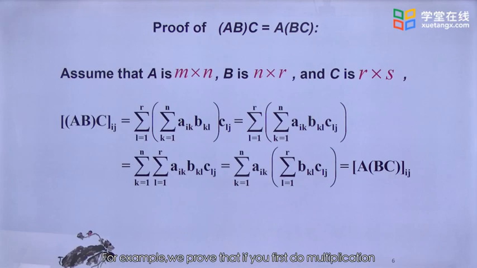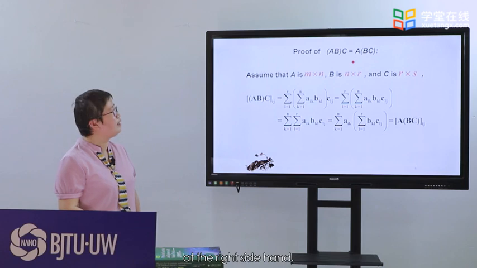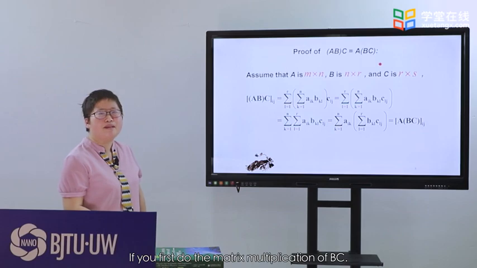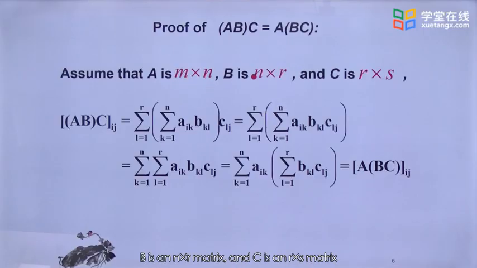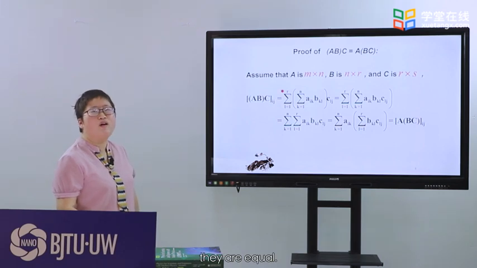Okay, for example, we prove that on the left side you first do the multiplication of AB, then times C, and on the right side you first do the matrix multiplication of B times C. Assume that A is an m by n matrix, B is an n by r matrix, and C is an r by s matrix. So you want to show the left side matrix equals the right side matrix. It is easy to see that each side gives a matrix of dimension m by s. And then you need to prove for each ij entry, they are equal, right?